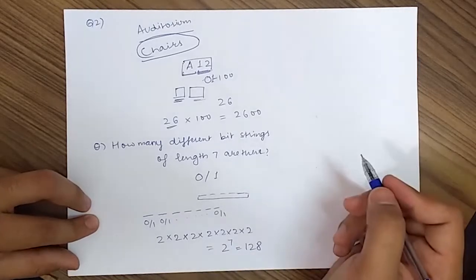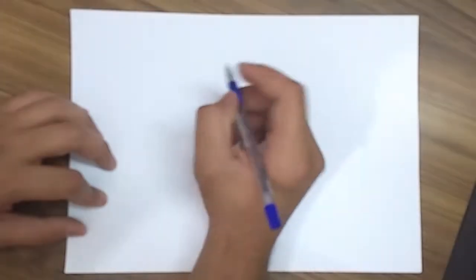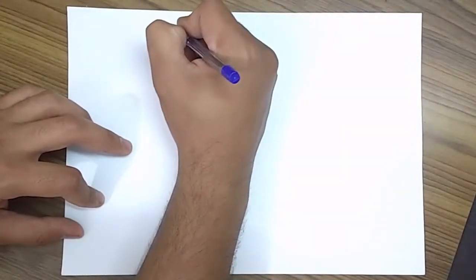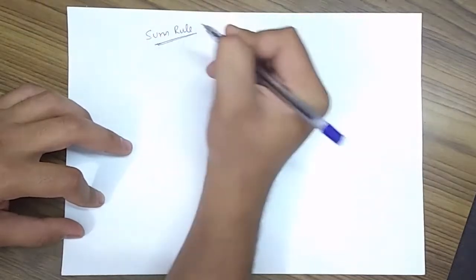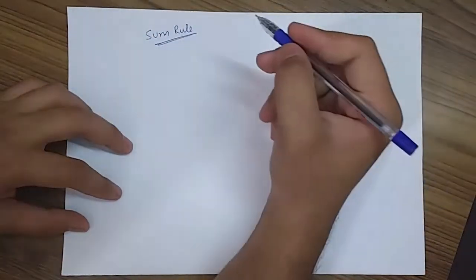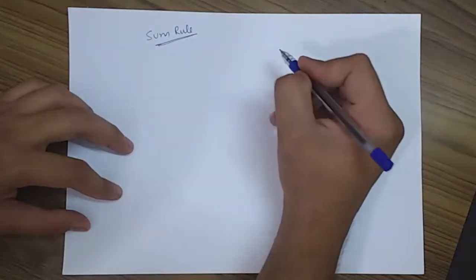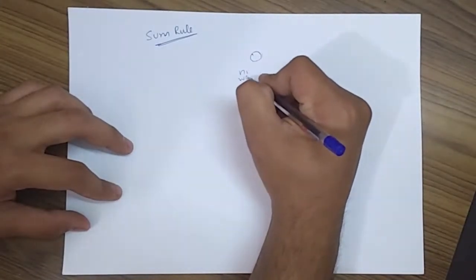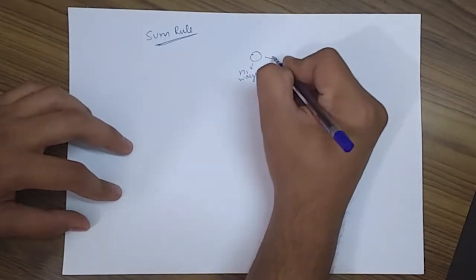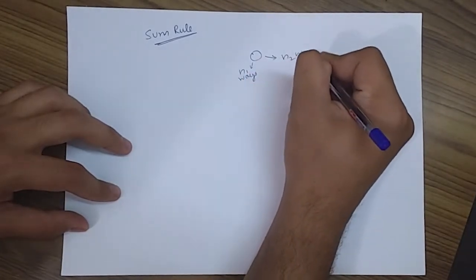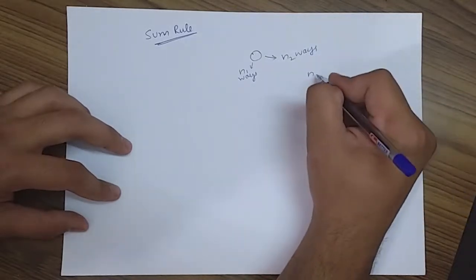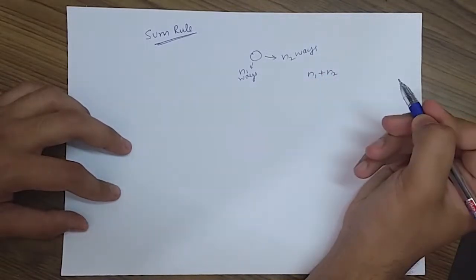So this was the product rule. Now let's take a look at the sum rule. The sum rule is actually a lot simpler than the previous one. The sum rule states that if a task can either be done in n1 ways or it can be done in n2 ways, then the total number of ways to do this task is n1 plus n2.